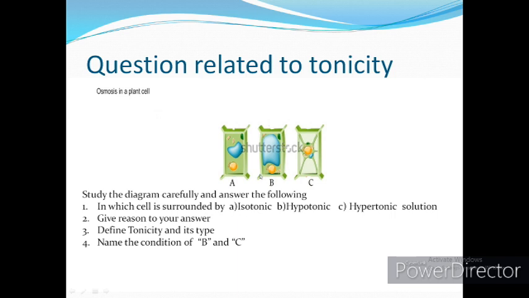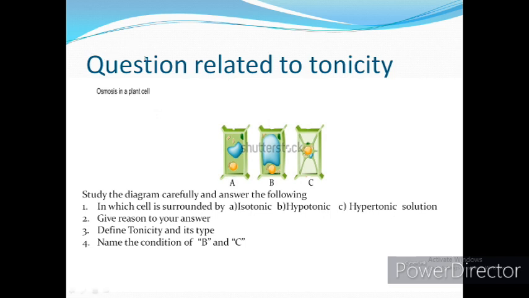Now the condition where the cell cannot absorb more water because it already has a lot of water is known as turgid. This is known as turgid. When all the water from the cell is going out of the plant cell, this is known as plasmolysis, because the water is already going out from the cell. This is known as plasmolysis.